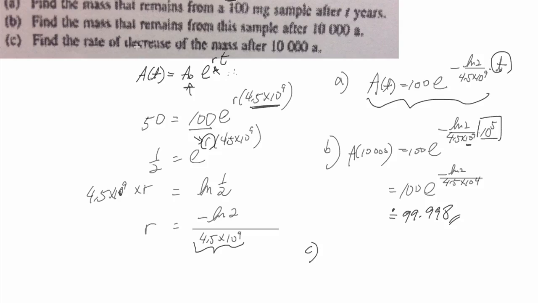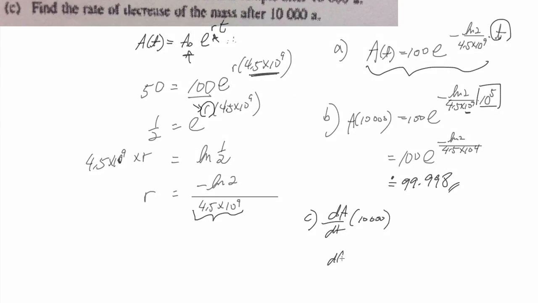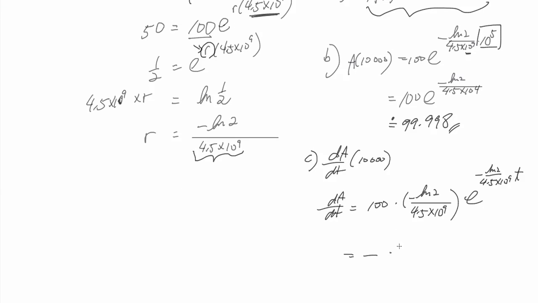Okay, part C: find the rate of decrease of the mass after 10,000 years. That's asking for dA over dt at 10,000. So we first need to differentiate this. dA over dt will be 100 times, if we differentiate the top here, we get minus ln of 2 over 4.5 times 10 to the power of 9. And we just multiply this by itself, e to the power of minus ln of 2 over 4.5 times 10 to the power of 9 t. This can be a little bit simplified.